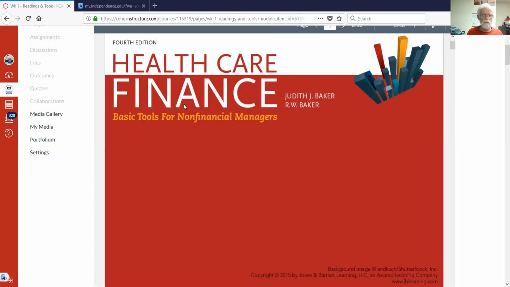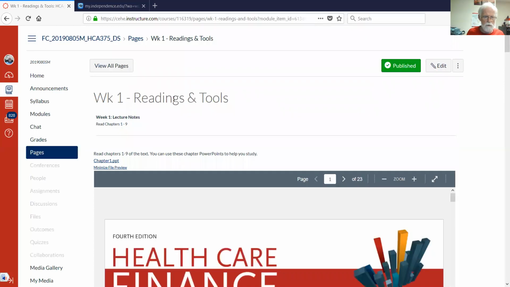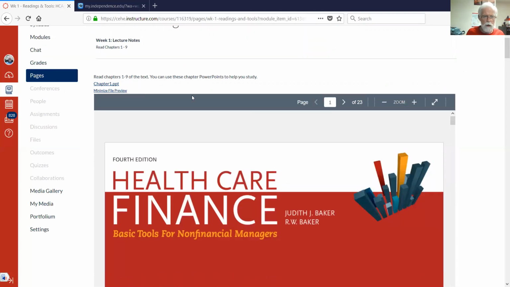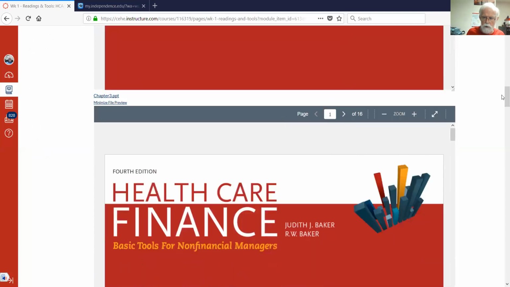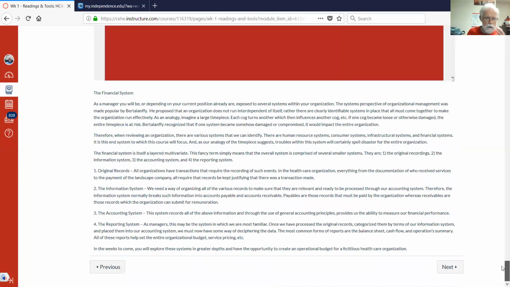Healthcare finance is a big subject. I am actually in the week 1 readings and tools. There, all of the chapter PowerPoints can be opened, and we can scroll down. I've opened all of them for this. We'll go through that in a minute. I want to go to the bottom and talk about the systems that we integrate.